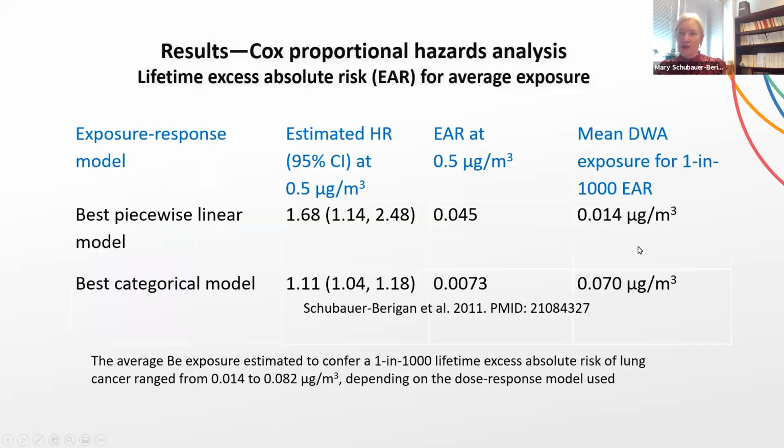When we tried to project the risk to the US population, we found that the average beryllium exposure that would be estimated to confer a 1 in 1,000 lifetime excess absolute risk of lung cancer varied by the type of model that we used. It was anywhere from 0.014 to 0.082 micrograms per cubic meter. So remember, the standard at that point was 2 micrograms per cubic meter. So clearly our study showed that the risks at the current exposure limit were far too high.